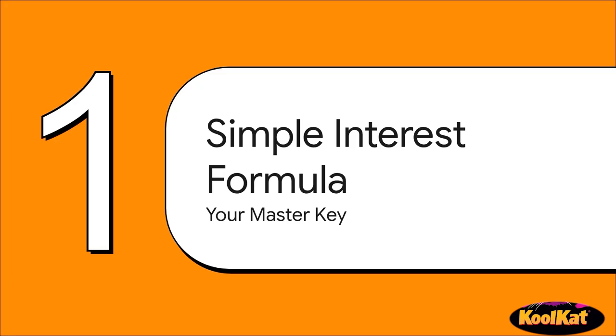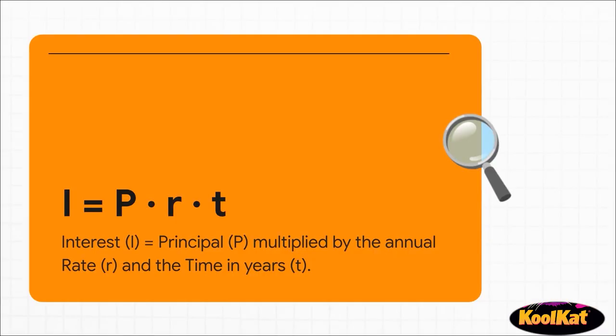Well, it all comes down to one simple but really powerful tool. I want you to think of this formula as your master key. It might look basic, but trust me, it can solve every single simple interest problem the GED throws at you, even the really tricky ones. This is a true power move. So here it is. I equals P times R times T.